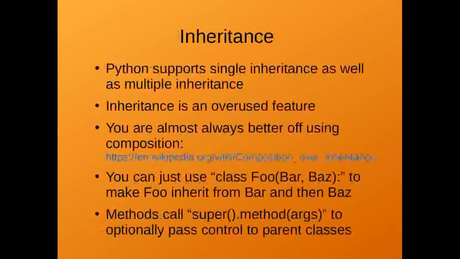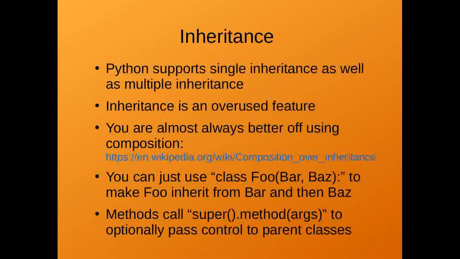Python supports inheritance. It supports single inheritance as well as multiple inheritance. Some people, including me, tend to think that inheritance is an overused feature. You're almost always better off using composition instead. So instead of having A inherit from B, you might have an attribute inside of A that is an instantiation of B.